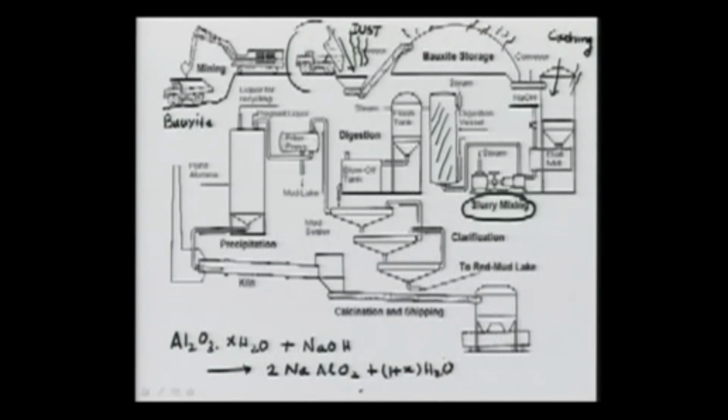To make this reaction happen, we need high pressure, let me write pressure as P, and high temperature, let's call it T. Those are the conditions maintained in the digestion vessel that you can see here. So what we have achieved with this process is that we phase transfer the Al2O3 and make it dissolved, making another compound here, and this compound is in liquid form.